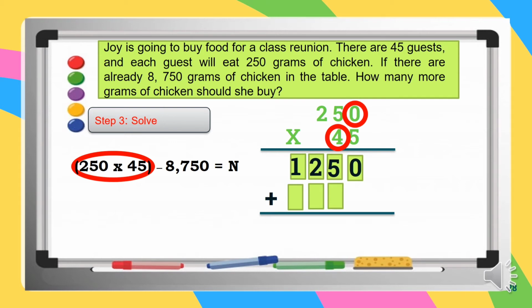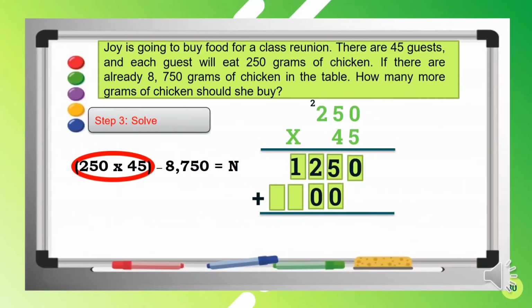4 times 0 is equal to 0. 4 times 5 is equal to 20. Carry 2. Next is 4 times 2 is equal to 8 plus 2 is equal to 10. So our second partial product is 1,000. So let's add 1,250 and 1,000.